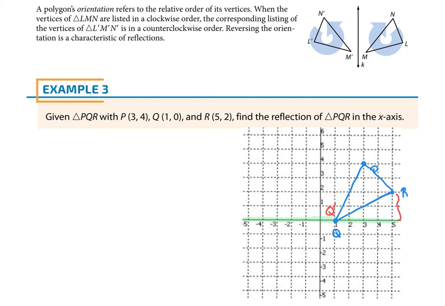For this, R is 2 away from my line of reflection. So I'm going to go down here and go 2 away. My R prime should be right here. P is 4 away, so I'm going to come down here and be 4 away on this side, P prime. Once I have my 3 points, Q prime, R prime, and P prime, I can connect them, and I have reflected it.